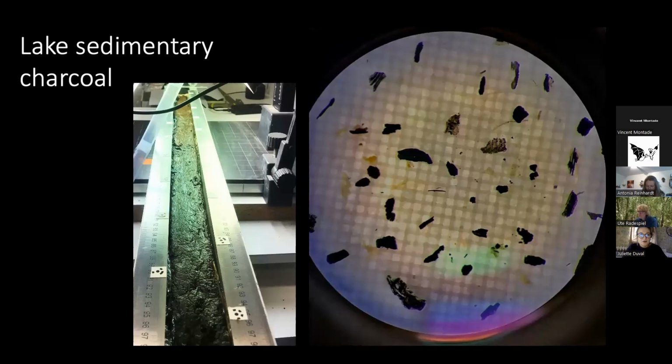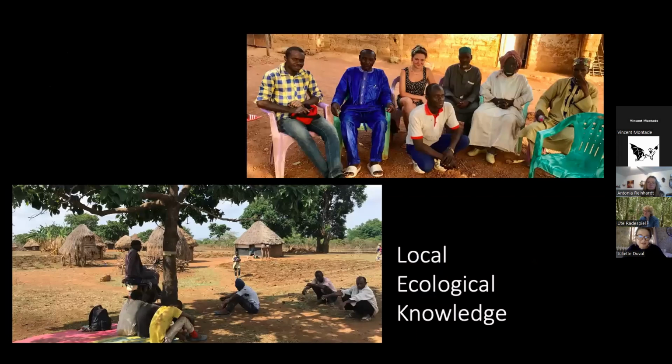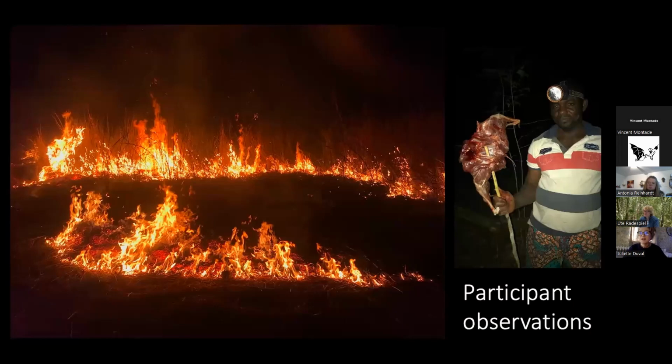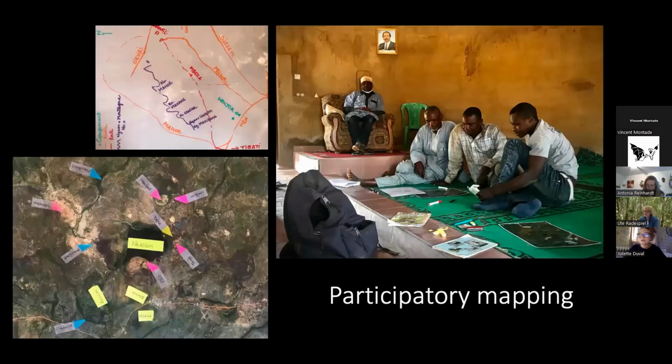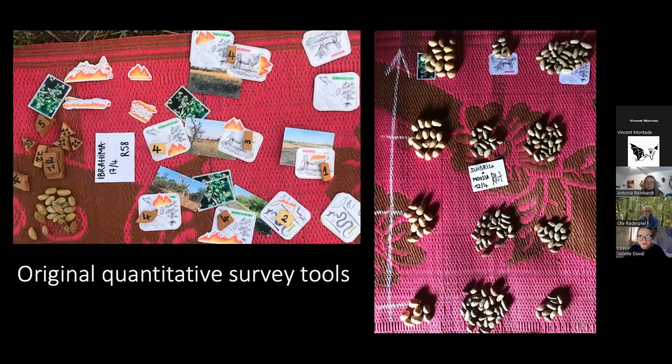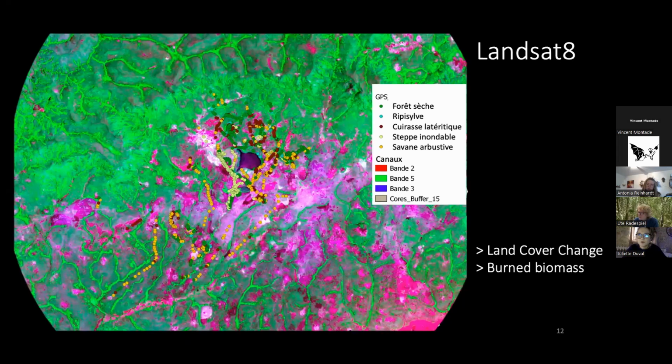For the ethnoecology part, we collected local or traditional knowledge through different tools: qualitative and quantitative surveys, and participant observation, which implies that you share daily life with people in activities such as burning, participatory mapping, and creative quantitative tools to get data on fire, burned biomass, and their evolution that will be easy to compare to the other disciplines' pool of data. And for the remote sensing part, we used Landsat 8 images and GPS waypoints to reconstruct land use land cover change and burned biomass since the early 80s.